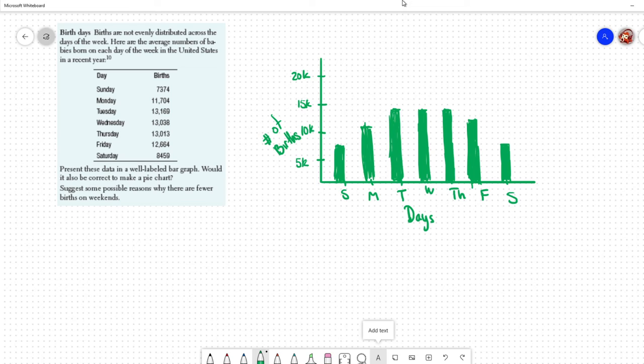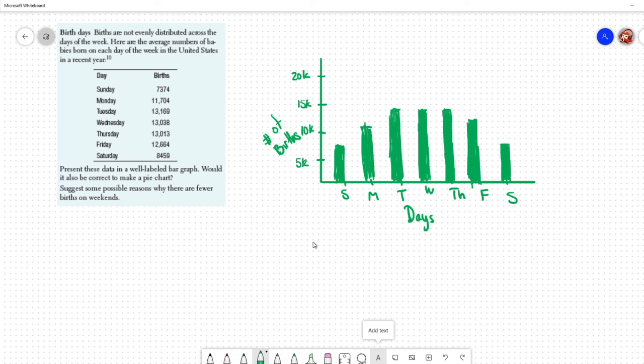Would it also be correct to make a pie chart? Now remember what we said earlier in the other video, if you watched it. For a pie chart, are we representing all of our categorical variable, which in our case is days? So are all the days represented in our data? The answer is yes, we have all of the days listed. It wasn't like there was one day missing or a few days missing from our data set. We have all the days here. So we could take this data and make it into a pie chart.